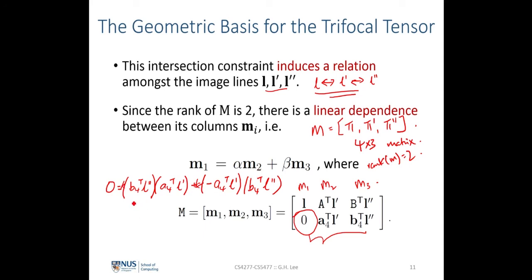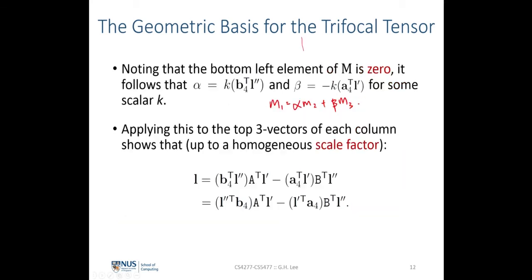We can see that the two terms become the same, but with a negative sign in between. Hence, we show that the right hand side becomes 0, which is consistent with what we have here. Hence, the choice of alpha as B4 transpose L prime prime and beta as minus A4 transpose L prime will fulfill this constraint, based on the observation that the second row, first column of the M matrix is always going to be 0.